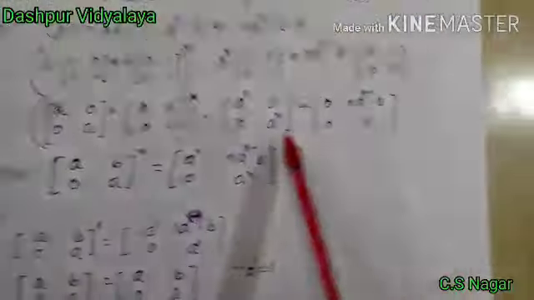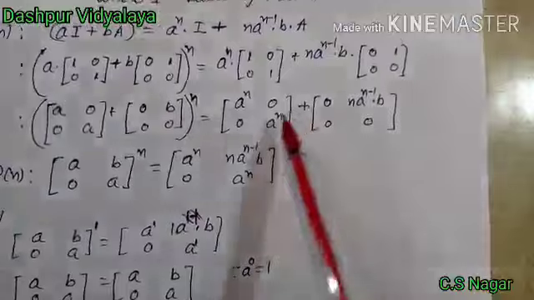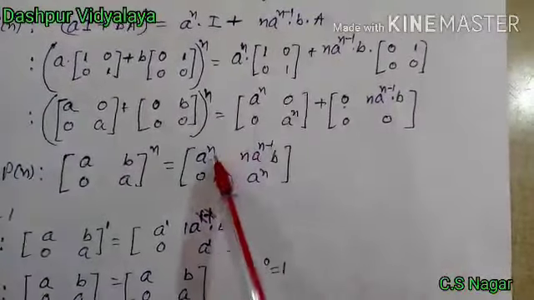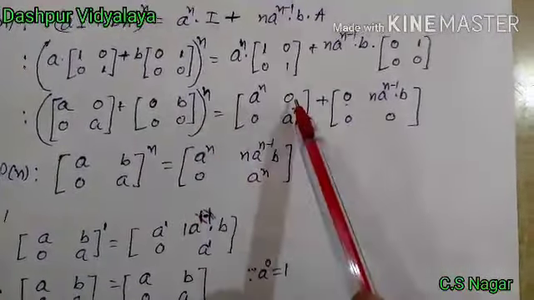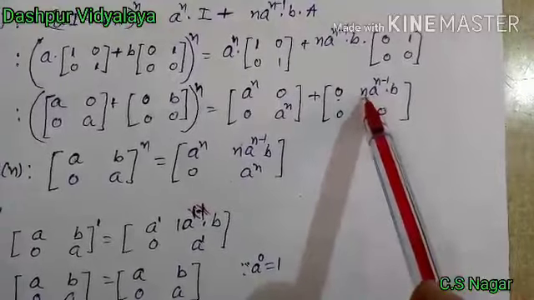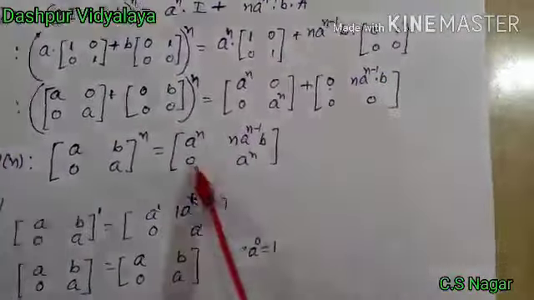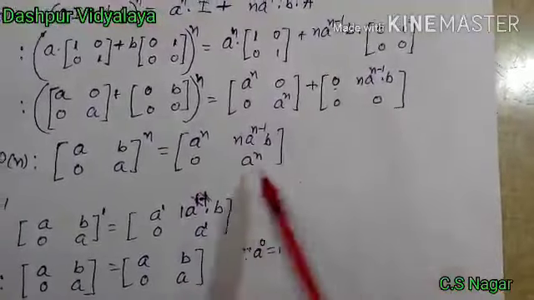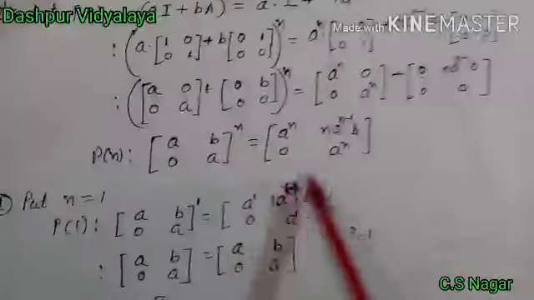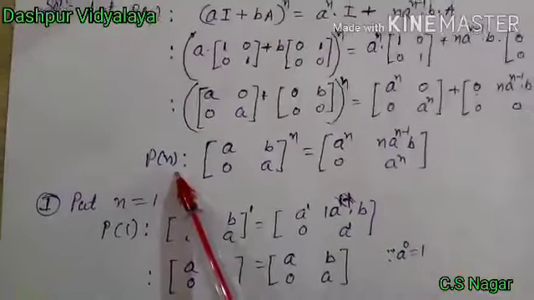Now find the sum of these two matrices. So a^n plus 0 is a^n, 0 plus this element means n a^(n-1) b, 0 plus 0 is 0, and a^n plus 0 is a^n. This is our statement P(n).